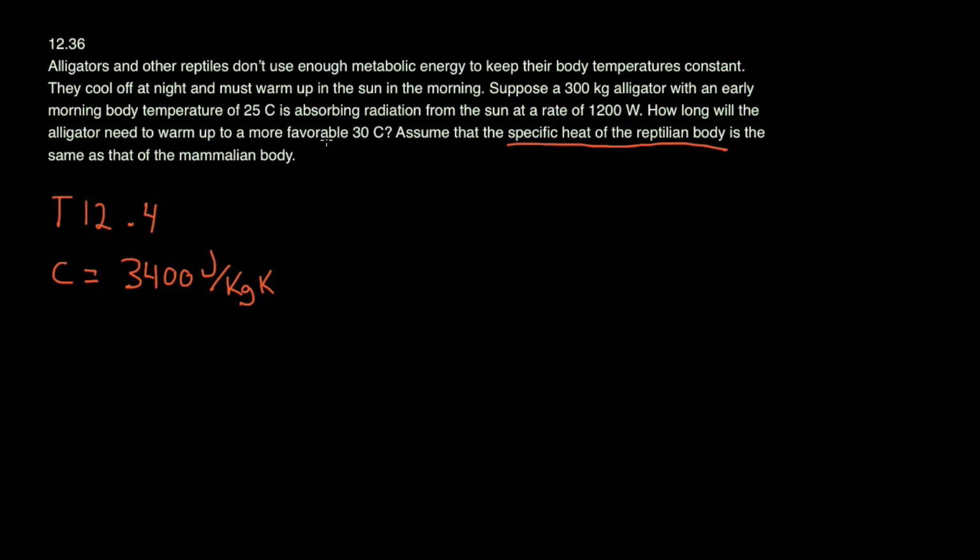Okay, so there are also a couple other things we need to realize. The mass of the alligator is going to be equal to 300 kilograms. And the body temperature is going from 25 C to 30 C, which is a change in temperature of 5 degrees Celsius. But since we're given this constant in Kelvin, 5 degrees Celsius is just the same thing as 5 Kelvin. And the last thing, we know we're absorbing radiation at a rate of 1,200 watts. So that's going to be our power. It's going to be equal to 1,200 watts.